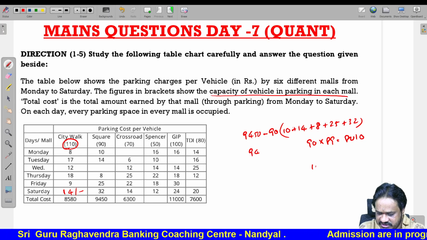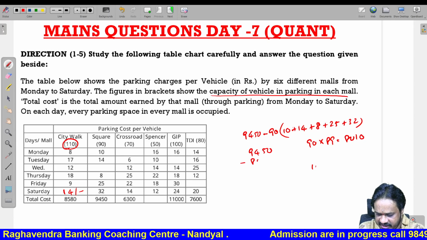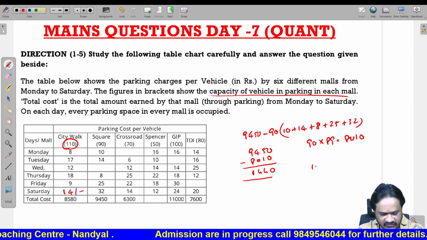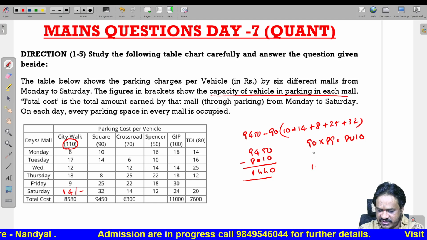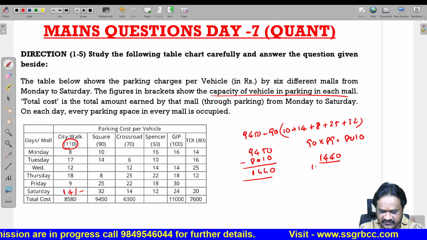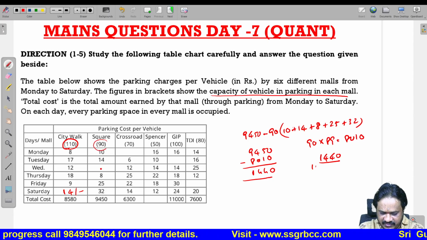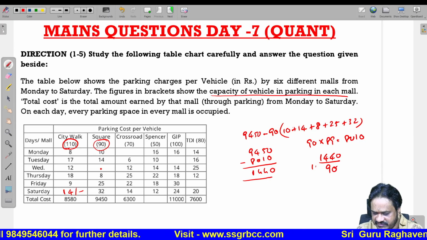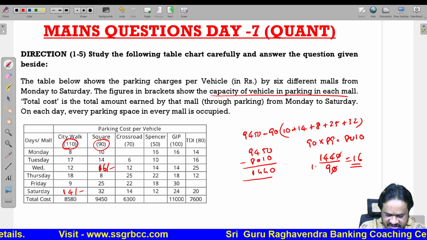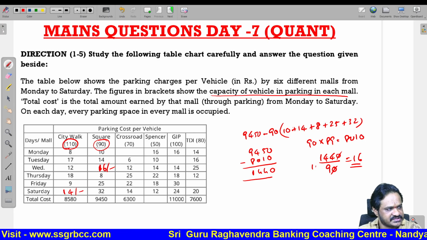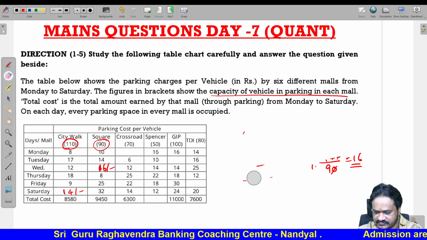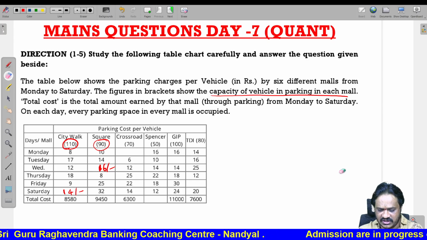So, 9,450 minus 8,010. How much you are going to get? 1440. This 1440 amount we are getting on which day? Wednesday, for parking 90 vehicles. So, each vehicle is 16. Each vehicle parking cost is 16 rupees. This is 16. This blank value. Similarly, let us take now Crossroad.